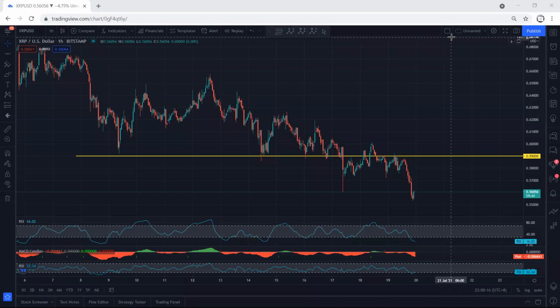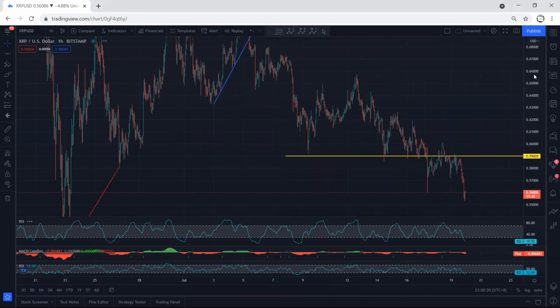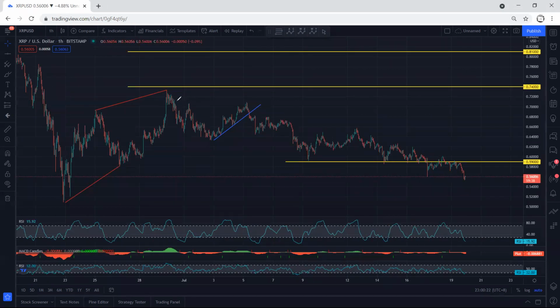XRP, we start with the 1 hour chart. We want to see how we can look for a trade. First thing, if we refer to our analysis, we have been looking at this one as a correction relative to this. That's why I mentioned if you want to put this one as a correction relative to this move, the best thing is if the price gives us a reversal without breaking the 59 cent.